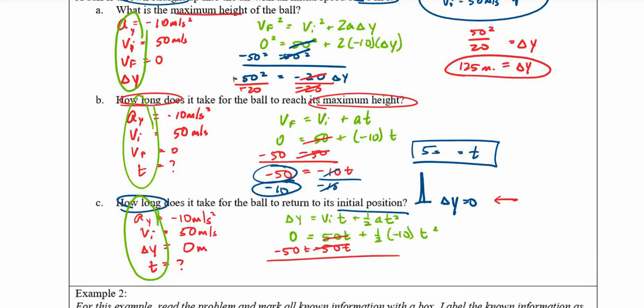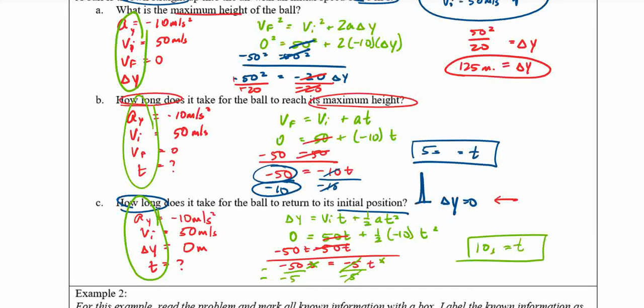And so that part goes away, and I get negative 50t is equal to 1/2 times negative 10t squared. Well, 1/2 times negative 10, we'll just do negative 5 t squared. I have a t on both sides, so one of those t's crosses out. So I have negative 50 equals 5t. I'm going to divide both sides by negative 5. That goes away. And so my time comes out to be negative 50 divided by negative 5, which is 10 seconds. So that's how we would find the time.